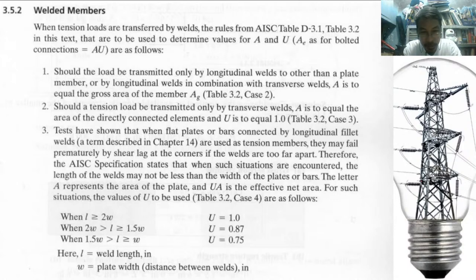So we are given the hint, we are given the clue that in connecting the joint using the welded method, the minimum amount of welding length must be the width of the plate. So we can conclude it that way because as you can see, U is equal to 0.75 if L is within the value W and W times 1.5. Okay? So, do we follow? Are we clear?